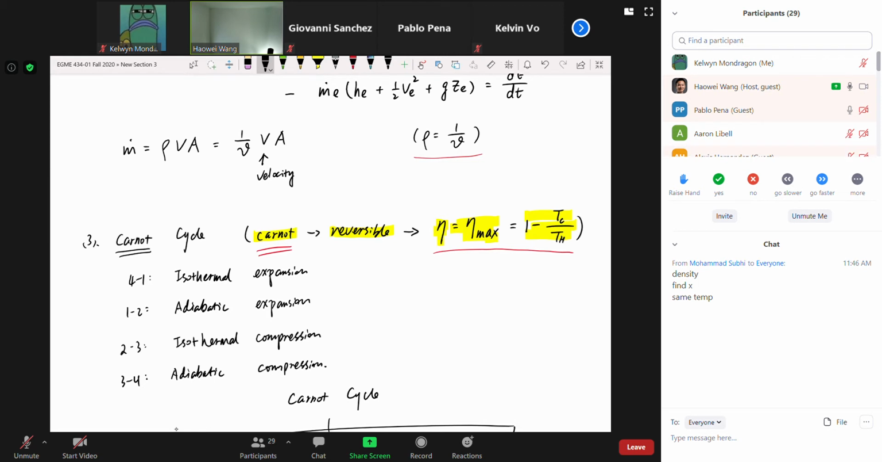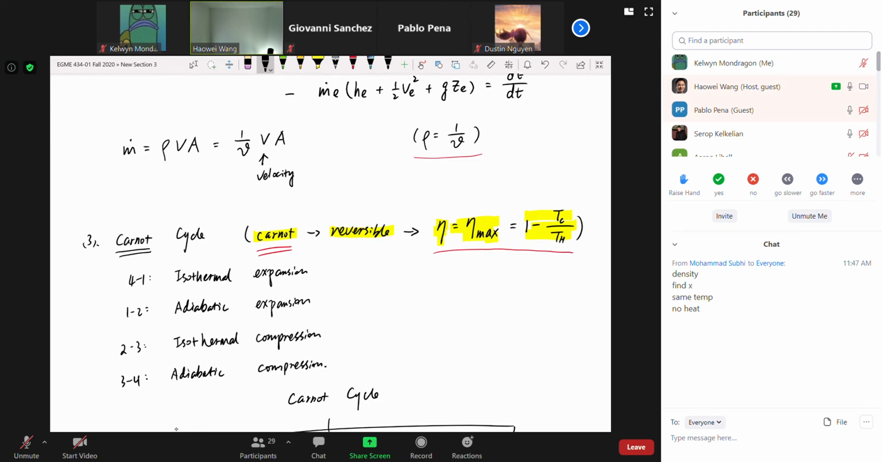1-2, adiabatic expansion. What does adiabatic mean? Adiabatic means no heat transfer. Q is equal to 0.